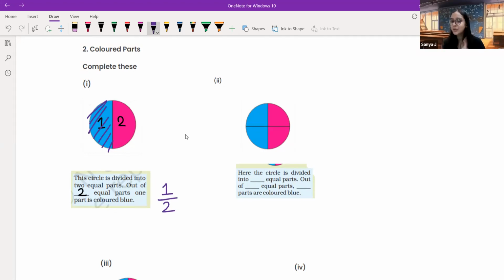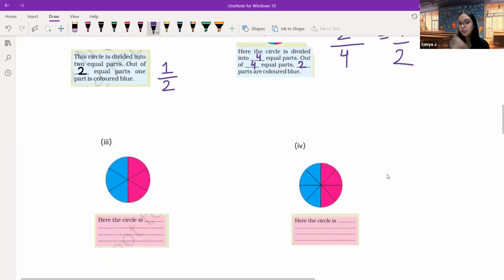Alright. Similarly, let's look at the second part now. Here, the circle is divided into 1, 2, 3, 4 equal parts. Out of 4 equal parts, how many are colored blue? 1 and 2. 2 parts are colored blue. So, let's write what part represents blue. It's 2 out of 4. Yes? Perfect. But if you look at it carefully, it's the same part that was represented in the first part. So can I say that 2/4 or 1/2, they're actually the same? Yes? Okay.